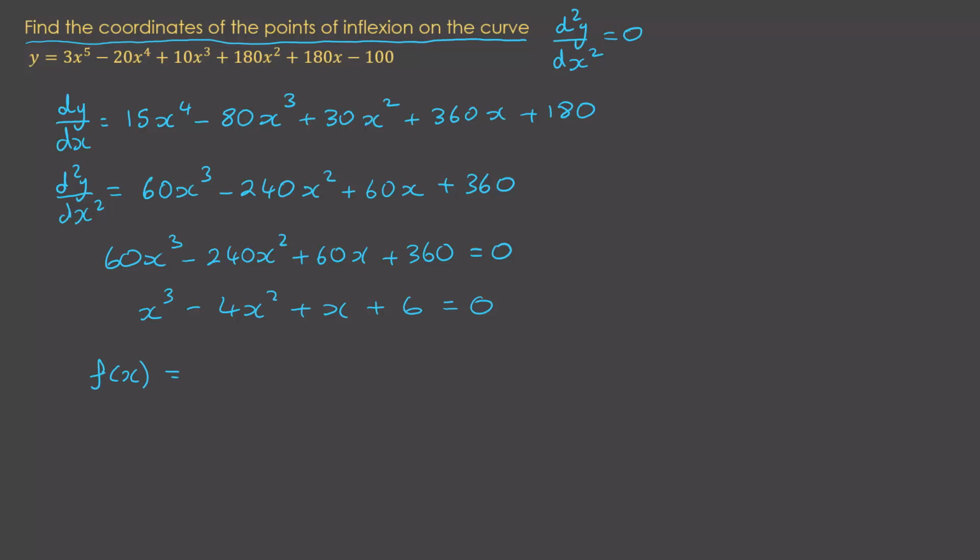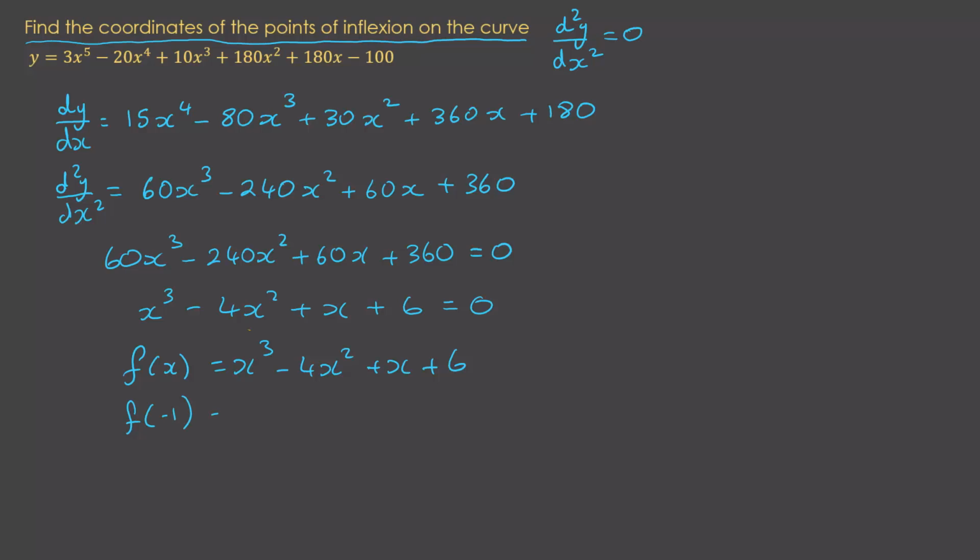So f of x is x cubed minus 4x squared plus x plus 6. Now what we need to look for is a value of x that makes this function equal to 0. This is using the factor theorem. I do have lessons on the factor theorem. I know I have them currently in year 10. So, what value of x would do that?